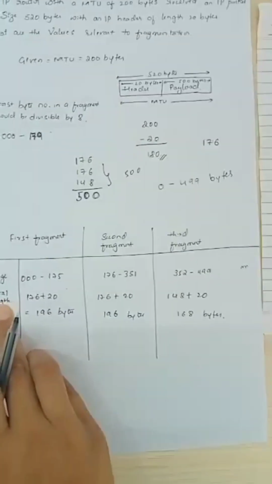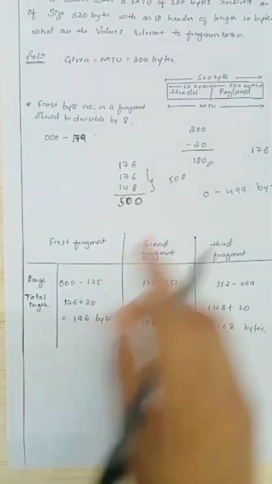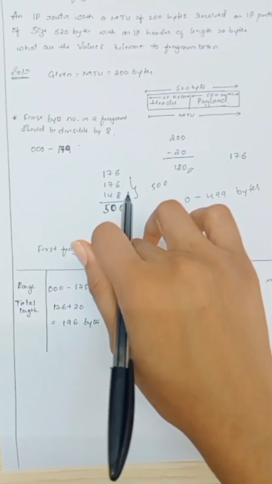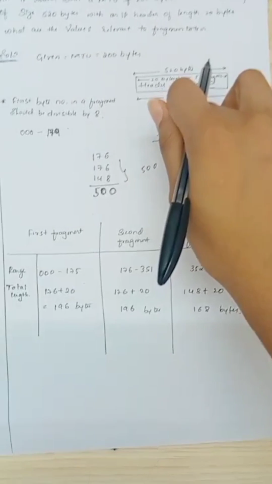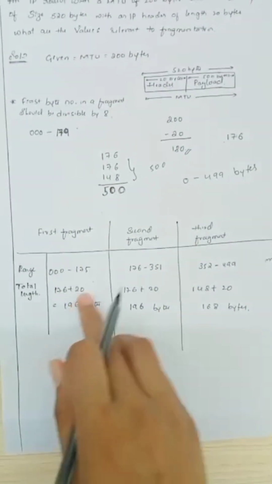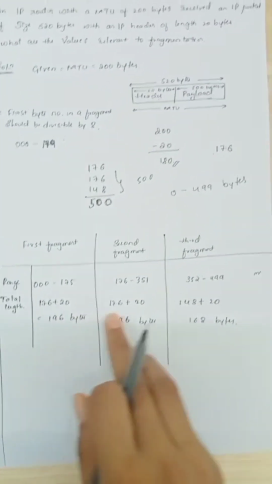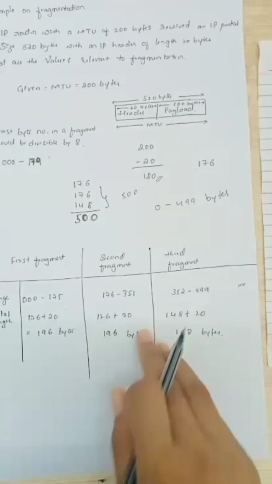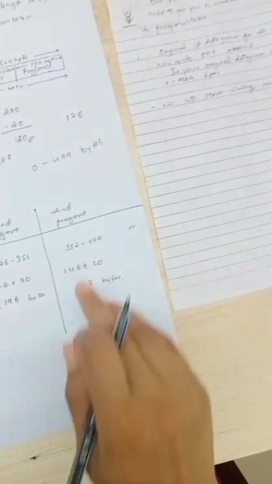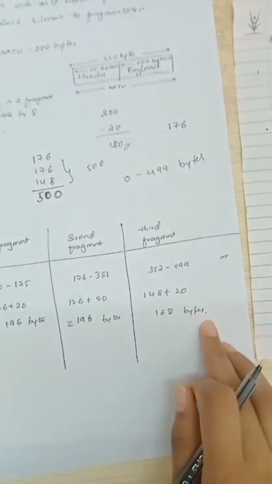So how do you calculate the total length? It is the sum of the fragment size plus the header, which is 20 bytes. So 176 plus 20 bytes is 196 bytes, and again 176 plus 20 bytes is 196 bytes, and for the third fragment the total length will be 168 bytes.